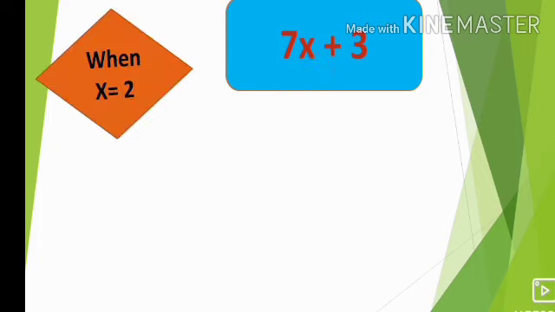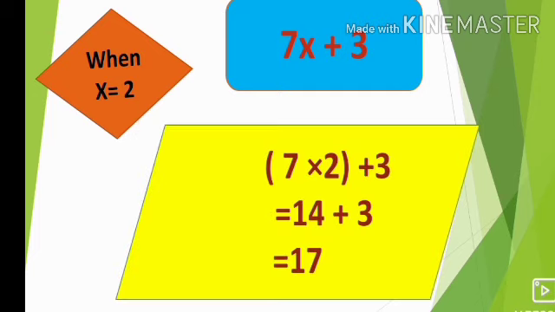Students, consider an expression 7x plus 3, where x is the variable. When x is equal to 2, we know that the value of the expression is 7 into 2 plus 3. That is, we have to replace the variable x by the given numerical value to obtain an arithmetical expression.